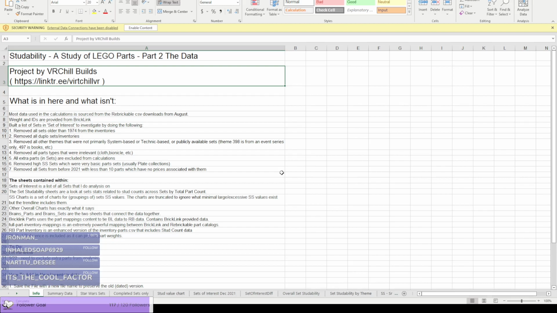And for all the most commonly used parts, I assigned their studability values. And then from there, it could just go check against all the databases. You can compare all that stuff and come out with a score for them. This spreadsheet is a monster.